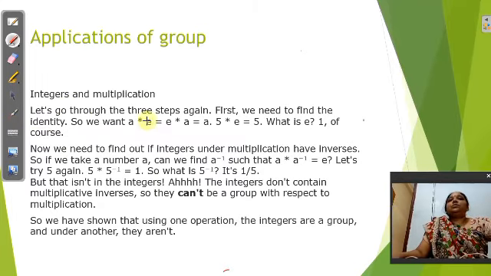Here let's go through the steps again. First we need to find the identity property, as we checked there also. Here I am going to check whether it satisfies the identity property or not. In this, a star e is equal to e star a is equal to a. What is the identity property? a star e is equal to e star a. Here star means multiplication, that means a times e is equal to e times a is equal to a.